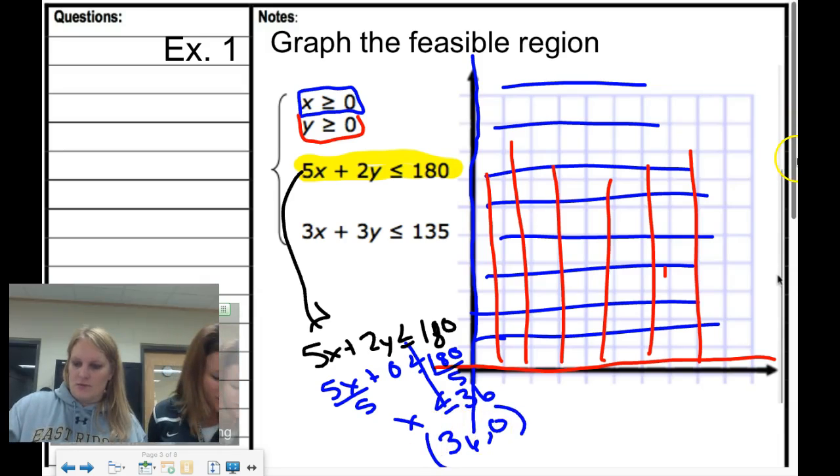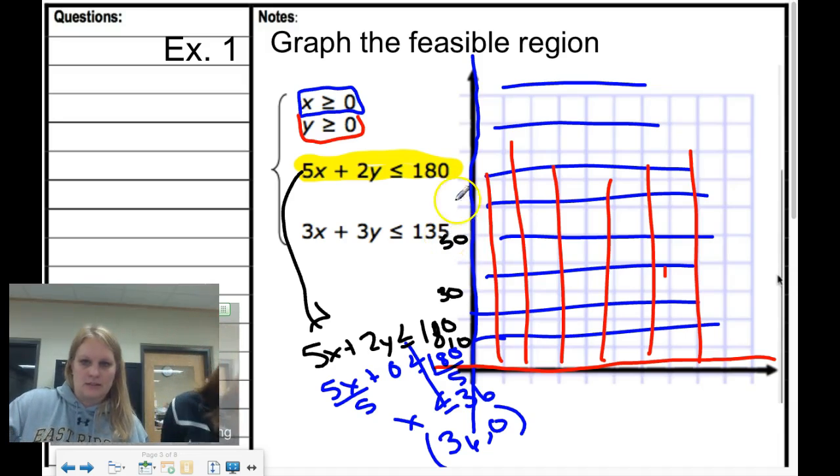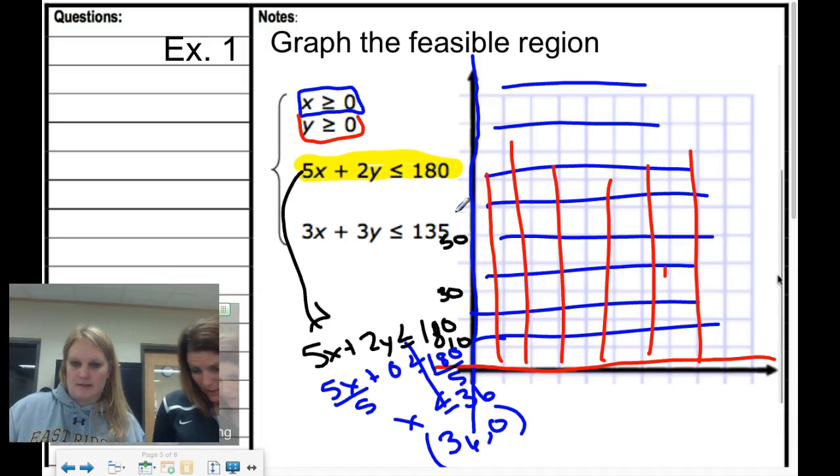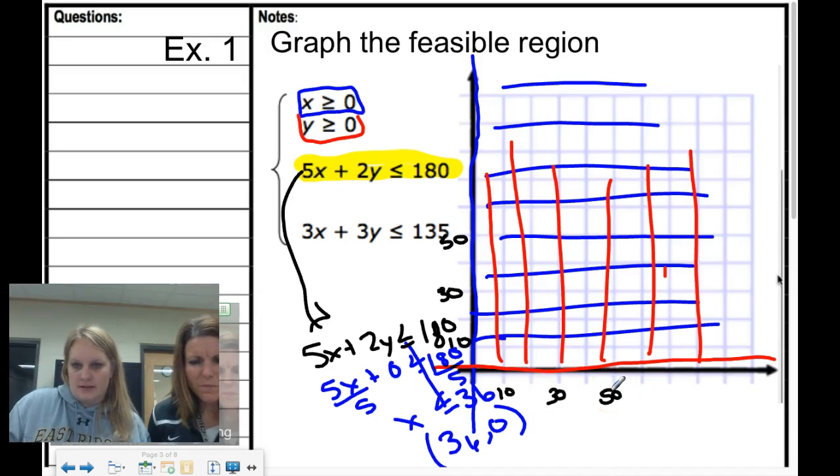So let's count by tens. Can we go by tens? Please do. So this is 10, 20, 30, 40, 50. Do we need more, or are we good for now? We're good. And then let's go along the x-axis. Okay, so we'll go 10, 20, 30, 40, 50, 60, 70.